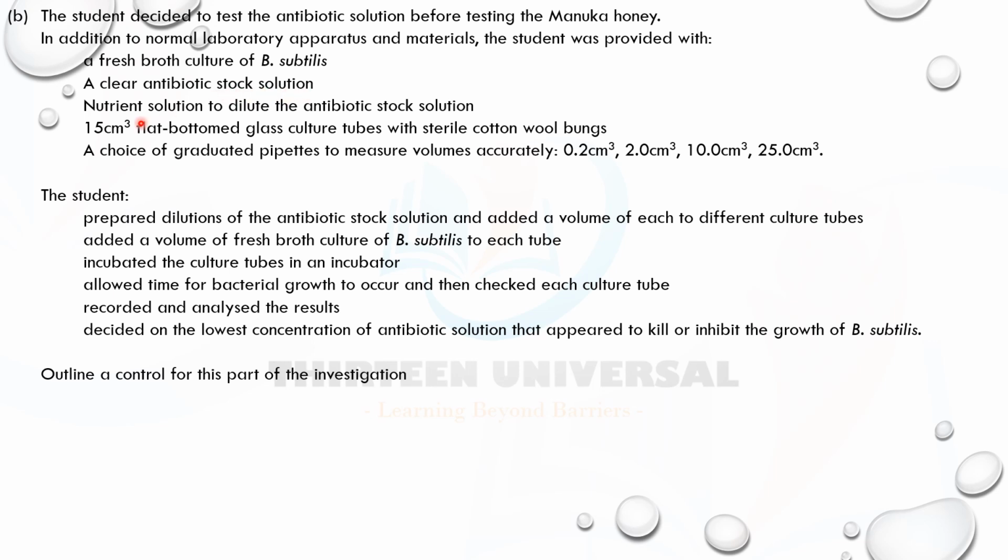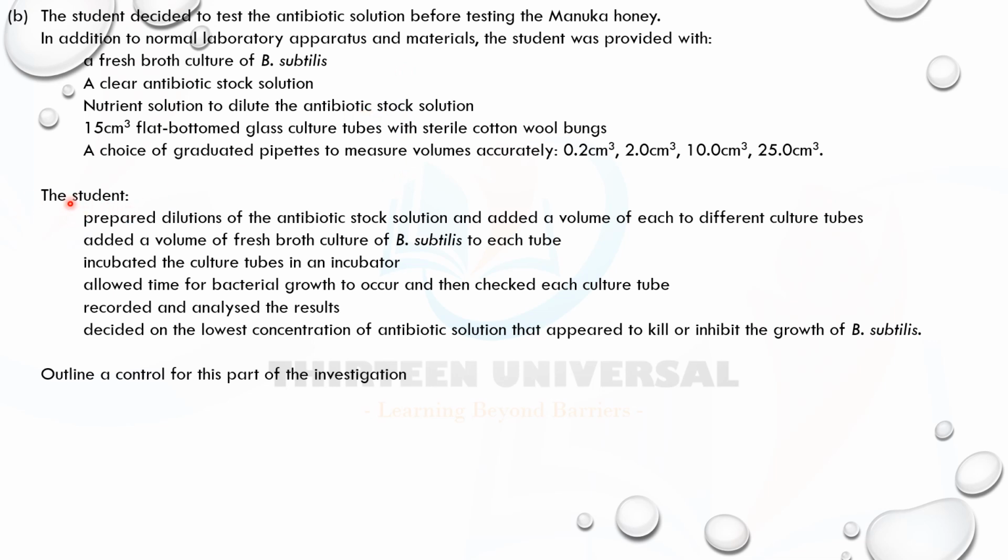Next, nutrient solution to dilute. See, to dilute, not distilled water. Nutrient solution to dilute, pay attention. The antibiotic stock solution. 15 cm³ flat-bottom glass culture tubes with sterile cotton wool bungs. A choice of graduated pipettes to measure volumes accurately: 0.2 cm³, 2.0 cm³, 10.0 cm³, and 25 cm³. Pay attention to background information, guys.